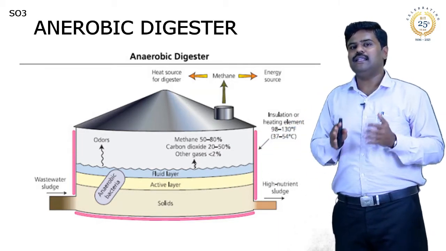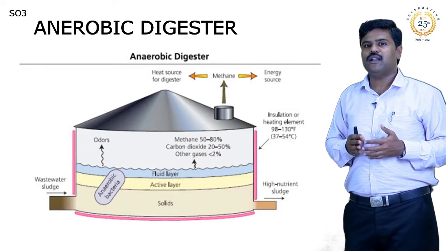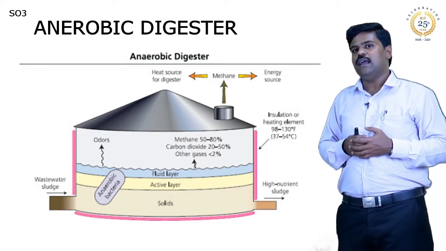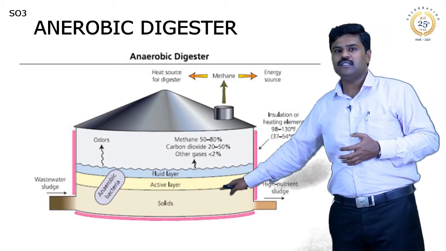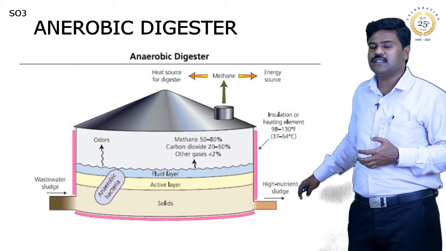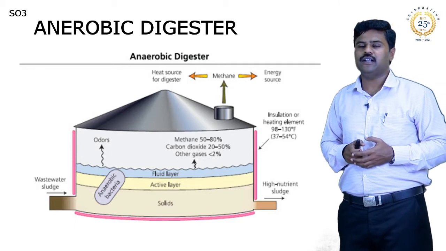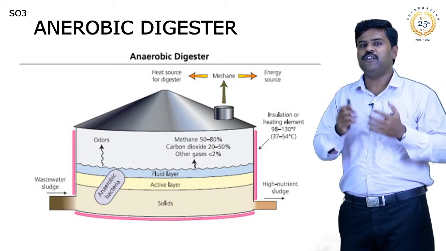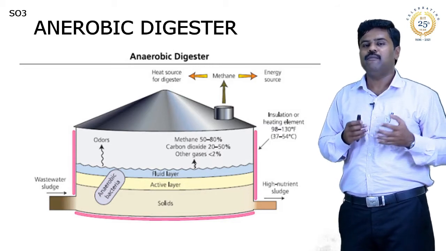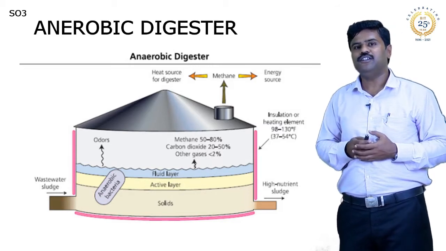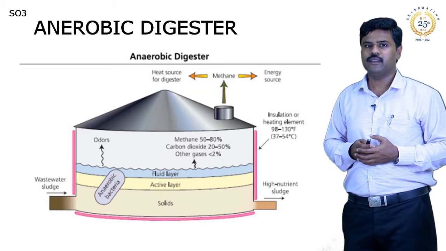The middle layer is the layer in which the microorganisms effectively consume the organic waste and produce the gases. The decomposed solids settle at the bottom and are removed as a sludge, which is rich in nitrogen content. The total setup of the anaerobic digester should be insulated in order to maintain the temperature range of mesophilic or thermophilic, that is 30 to 60 degrees Celsius.